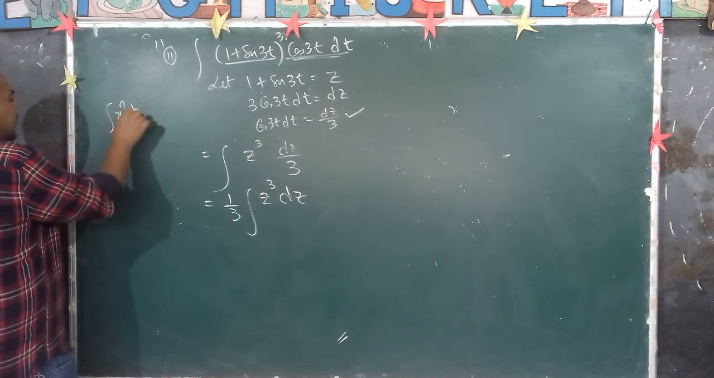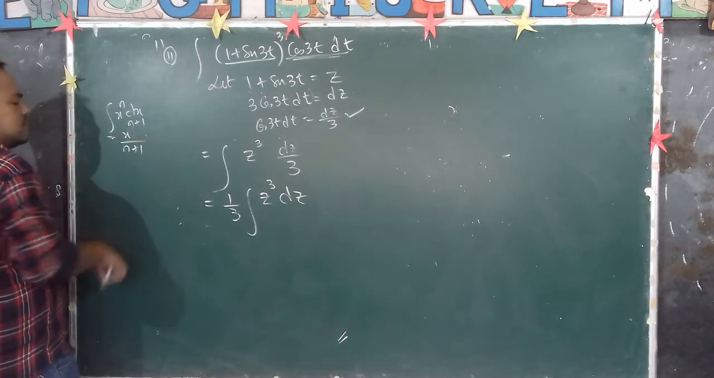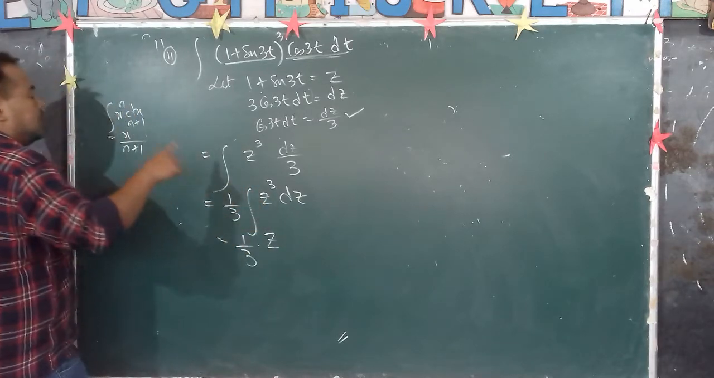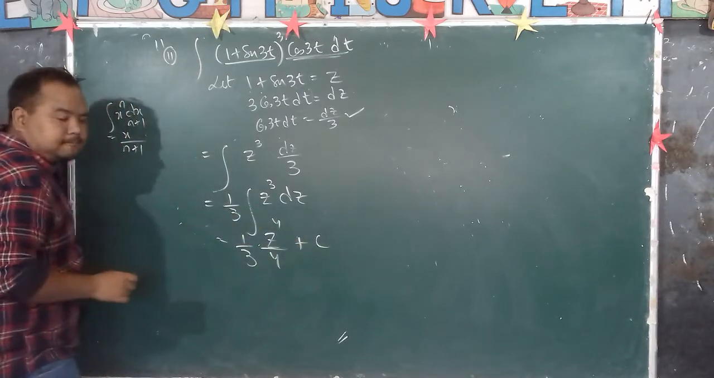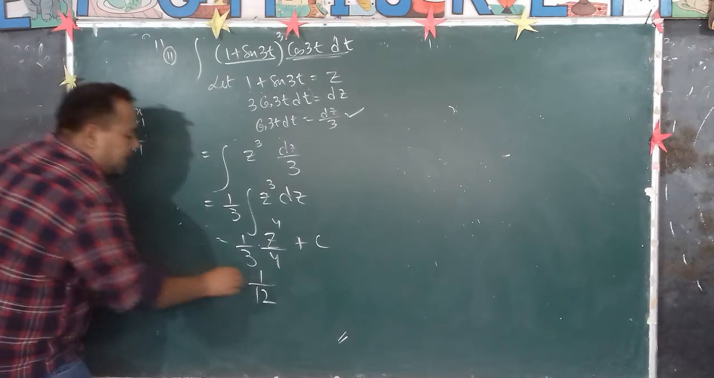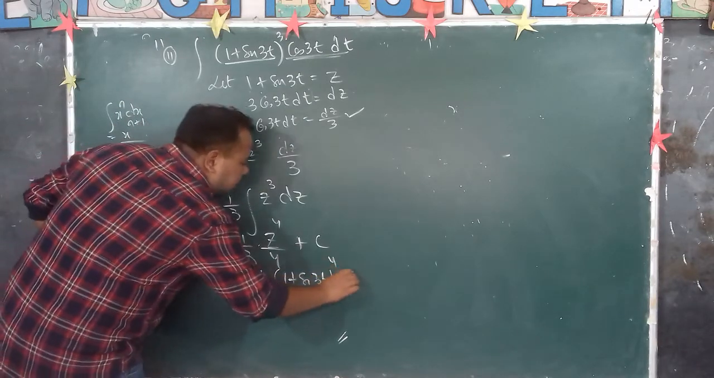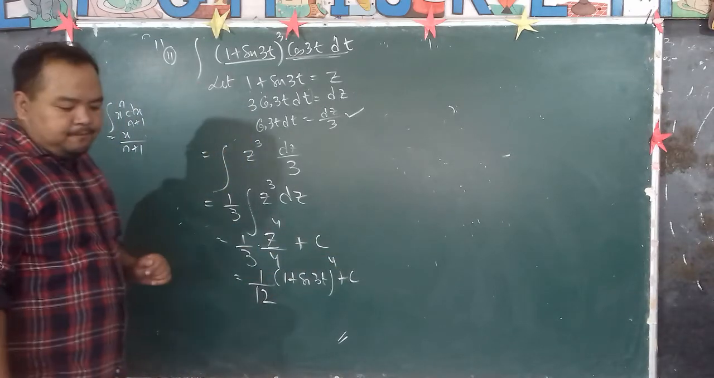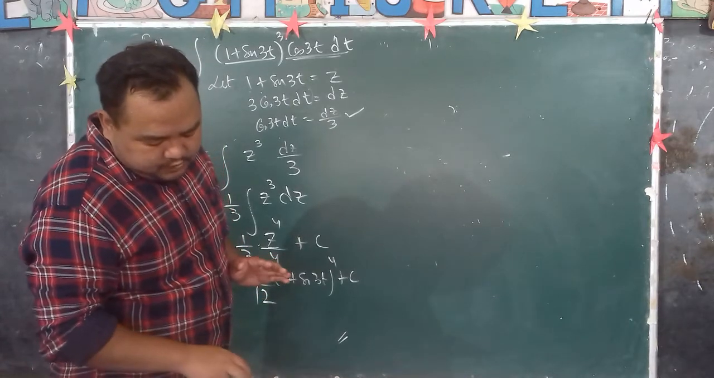Integration of x to the power n dx is power increases, so n plus 1 divided by n plus 1. So 1 by 3 as it is, integration of z to the power 3 becomes 3 plus 1 is 4 divided by 4 plus c. So your final answer is 4 3s are 12, and the value of z is 1 plus sine 3t all to the power 4 plus c, where c equal to IC. Don't forget that. So this one was question number 11 subdivision 2.